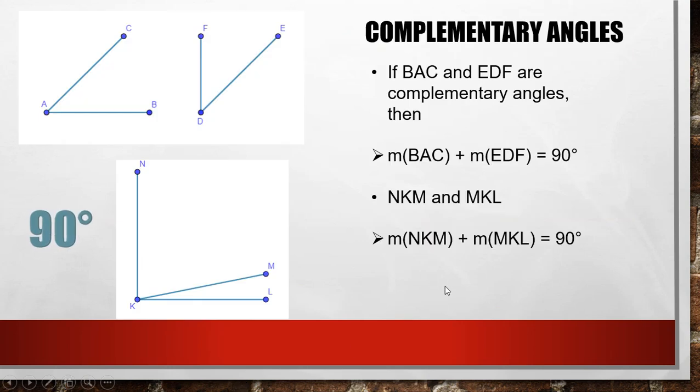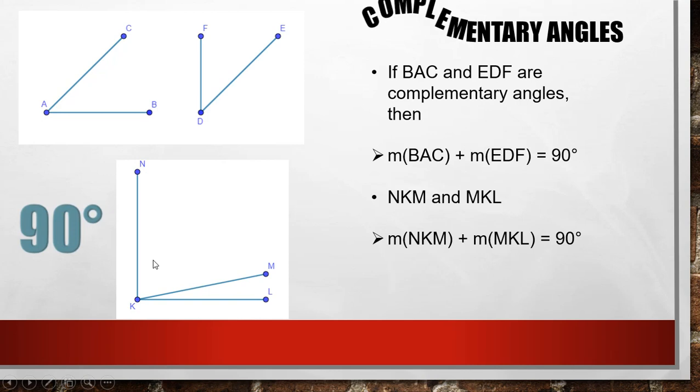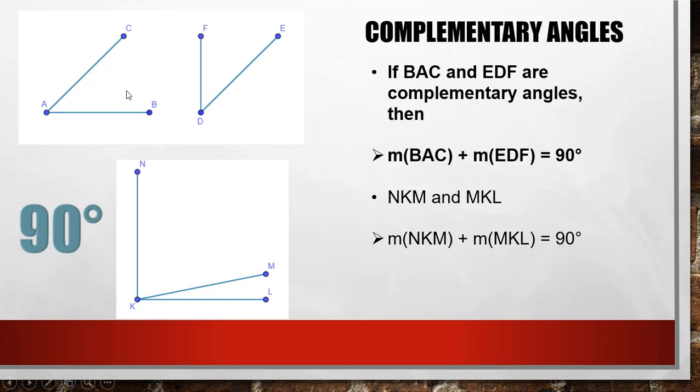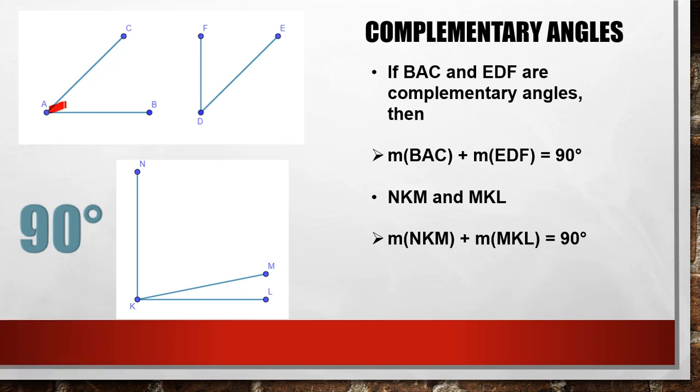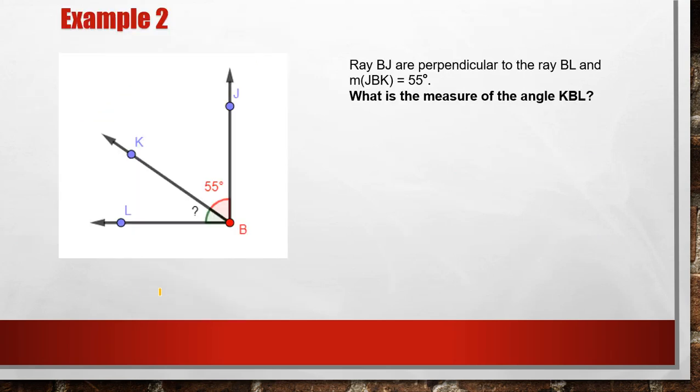In the example, let's show the complementary angles. If BAC and EDF are complementary angles here and here, then their sum should be equal to 90 degrees. And in the other example, we have a right angle here, and so it shows that their sum should be equal to 90 degrees, so they are complementary.